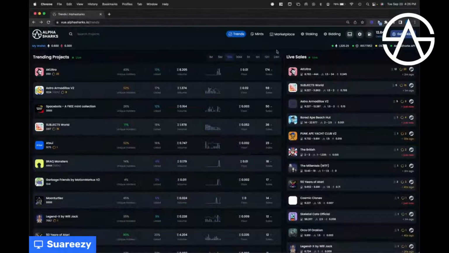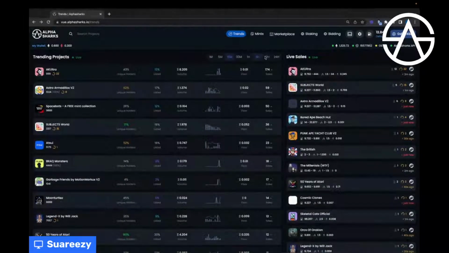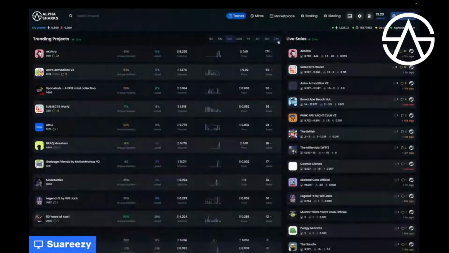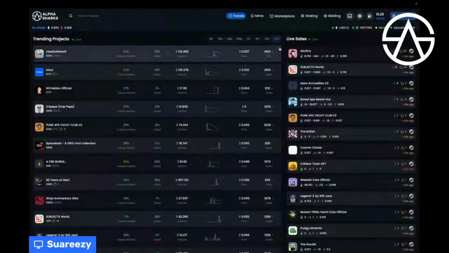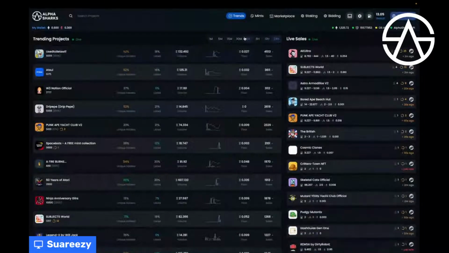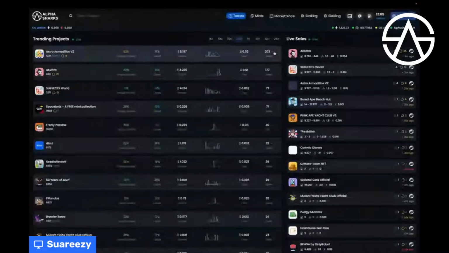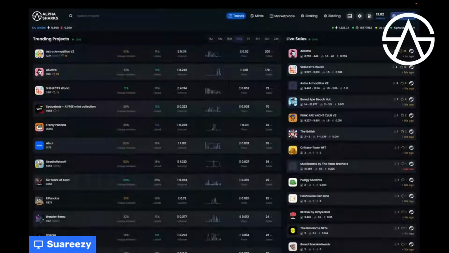Whenever you're filtering by any of the time frames, it's actually going to filter automatically by sales. So anything with the most sales on any of the time frames that you're going within, you're going to see that pop up first.